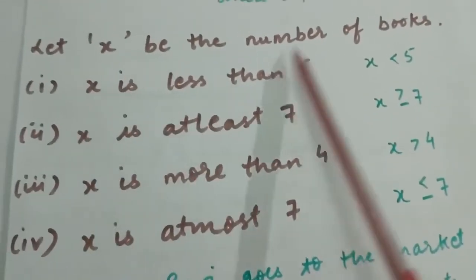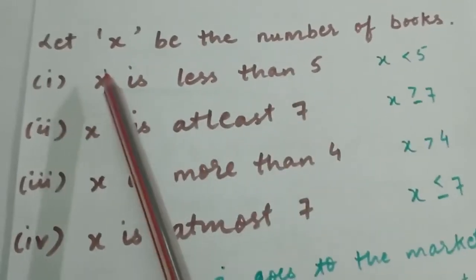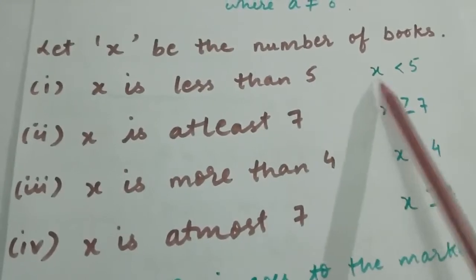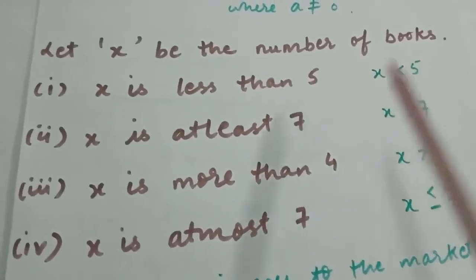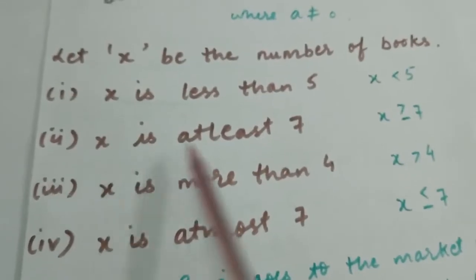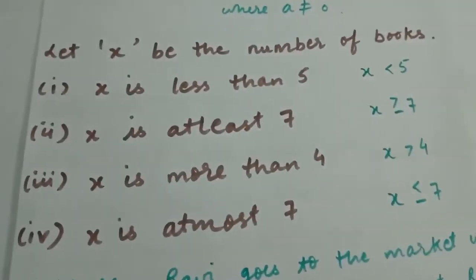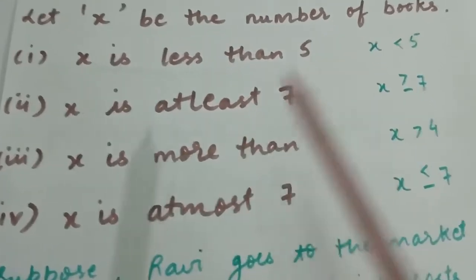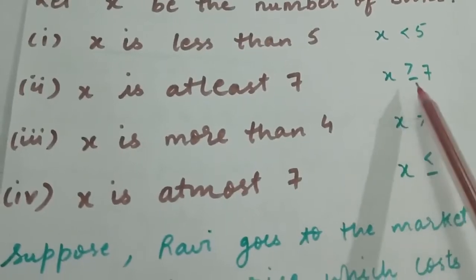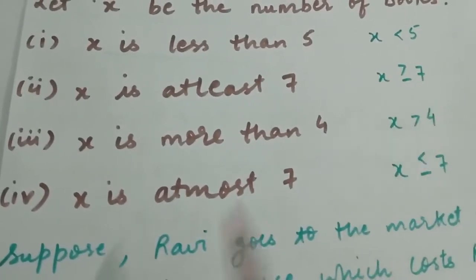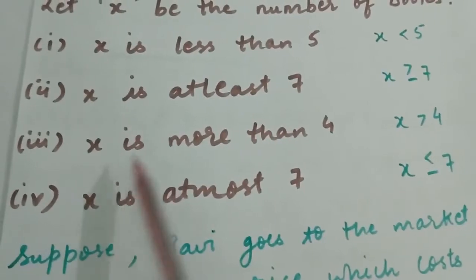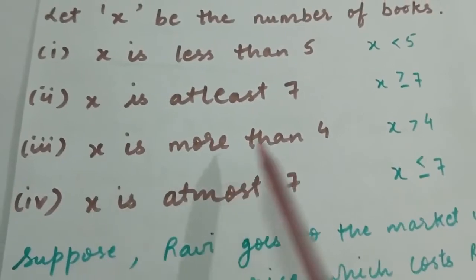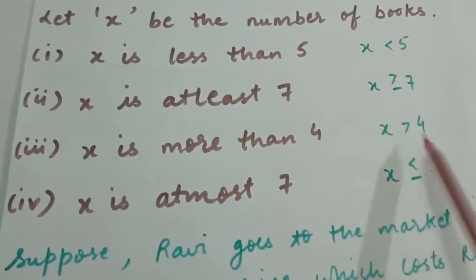Now let x be the number of books. If it is given that x is less than 5, it means that x is less than 5. Equality will not come. Next is x is at least 7. Now x is at least 7 means that x is either 7 or greater than 7. So it will be x greater than or equal to 7. If it is given that x is more than 4, then x can't be equal to 4, so it will be x greater than 4.